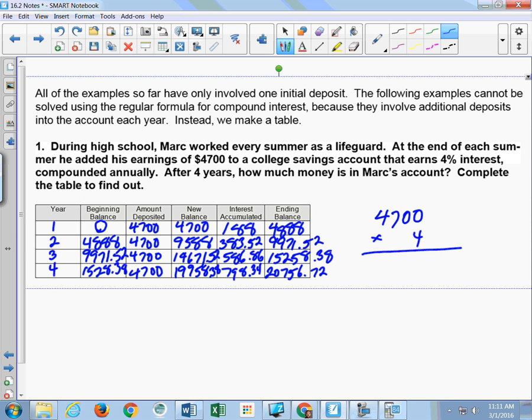Let's take that and multiply 4,700 times 4. You get $18,800. So he almost made $2,000 just by putting the money into the bank. Let it draw on itself.